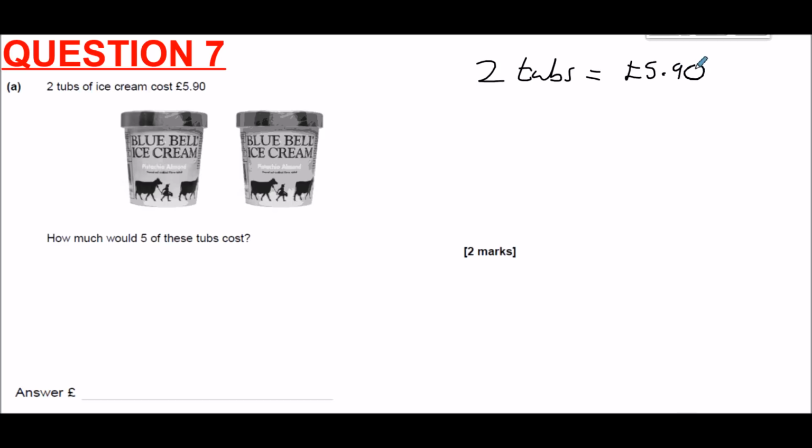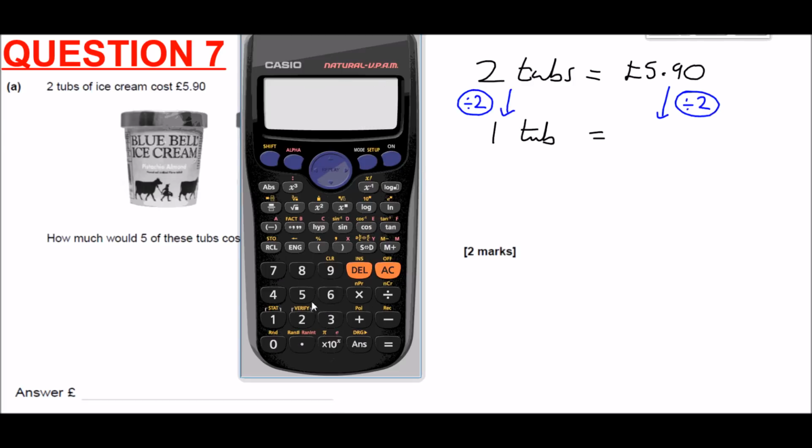What we can do, which is easy enough, is just work out the cost of 1 tub. So how can we go from 2 tubs down to just 1 tub? What could we divide 2 by to get 1? Well, any number divided by itself gives us 1. And so if we divide the number of tubs by 2, we can divide the cost of 2 tubs by 2 to work out the cost of just 1 tub. So each tub of ice cream will be £5.90 divided by 2, which is £2.95.